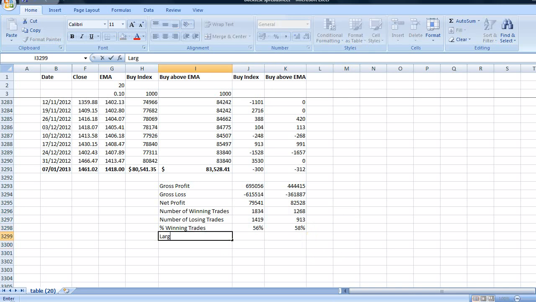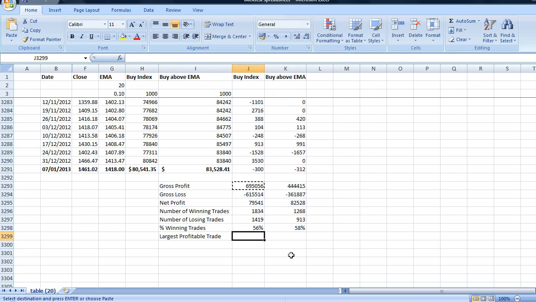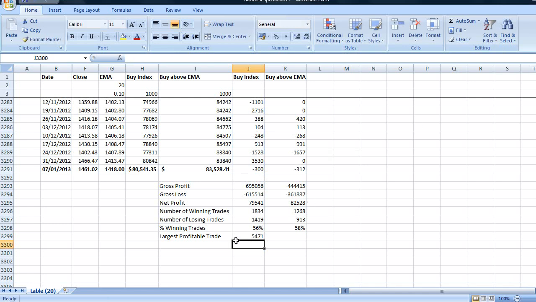Another thing that might be interesting to note is the largest profitable trade. Okay, we're going to do that by, again, using exactly the same cell, so I'm going to copy this one again. The formula we're going to use here is max, which stands for maximum, and returns the largest value in this range. Okay, so our largest profitable trade was $5,471.